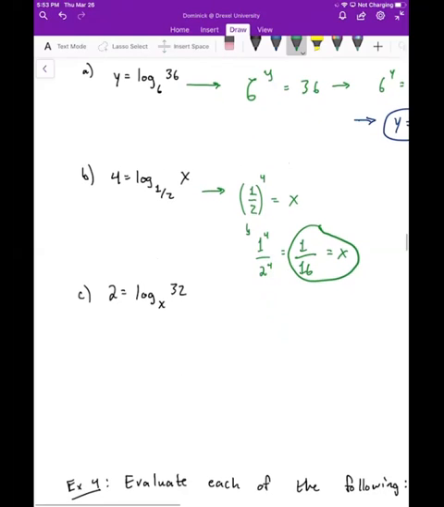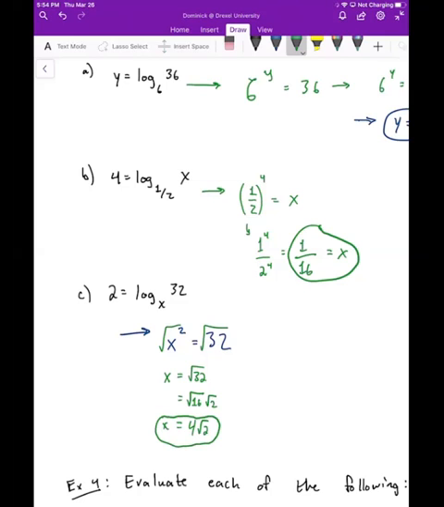All right, and finally in part C, if we convert this to exponential form, we're going to get that x, base is still my base, raise that to the 2nd power, and that will give me a 32. All right, so now to get x by itself, of course, we'll square root both sides. And then we'll get that x is equal to square root of 32, which we can simplify as a 16 times a 2, and square root of 16 is 4. So we get that x is equal to 4 square root of 2.